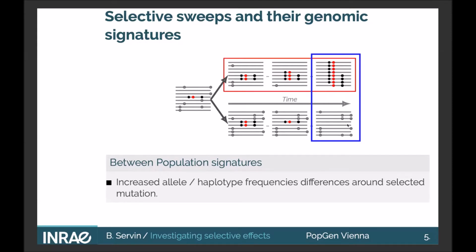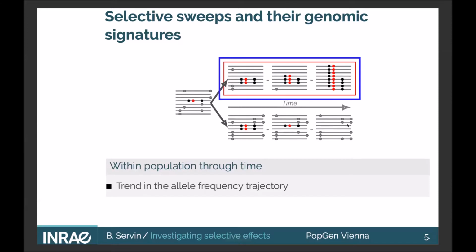And then a third possibility that I know many of you are familiar with is to look at the evolution of allele frequency through time. Because if you have selection, then you have a deterministic, or at least consistent, evolution of allele frequency through time. And that can also be identified from data if you happen to have data over time.